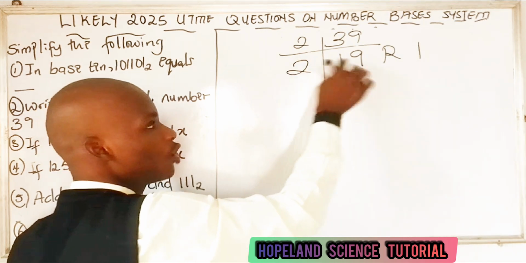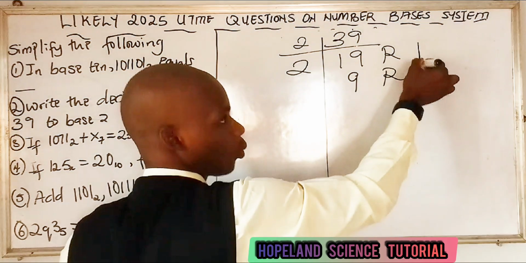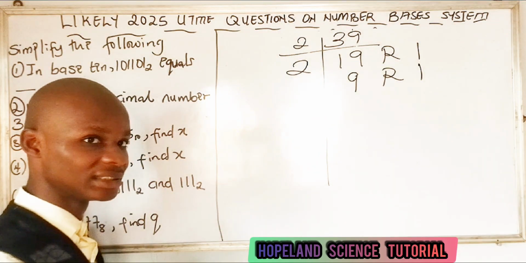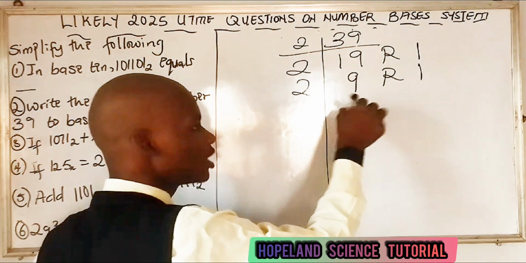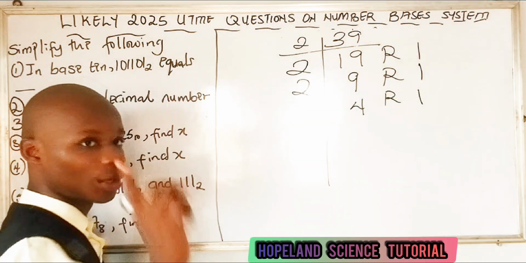Now 2 going into 19 is 9 remainder 1. Remember that 2 times 9 is 18, right? Now 2 going into 9 is 4 remainder 1. Remember that 2 times 4 is 8, remainder 1, right?